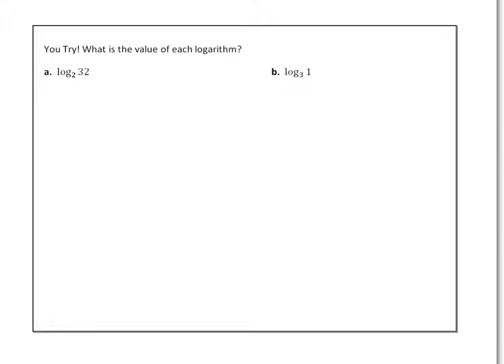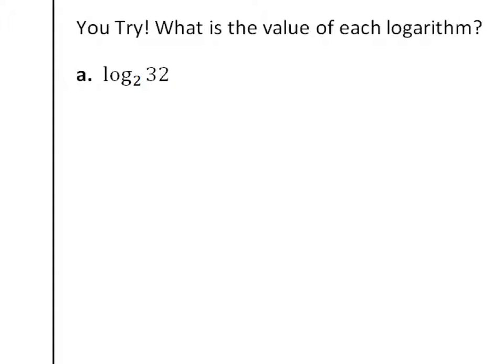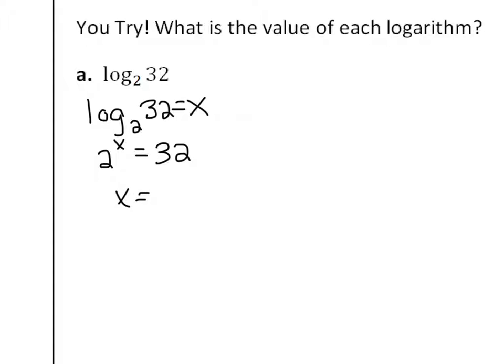So again, the first thing that you should have done is set each equal to x, so log base 2 of 32 equals x, and then we write it as our exponential equation. So 2, since that's the base, to the x is equal to 32. And the question is, 2 to what power is 32? And you should have discovered that x equals 5. And the reason it equals 5 is because 2 times 2 times 2 times 2 times 2 equals 32.